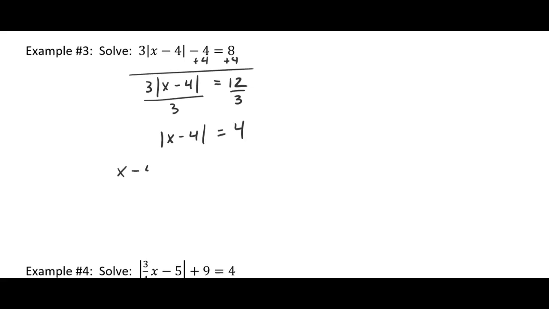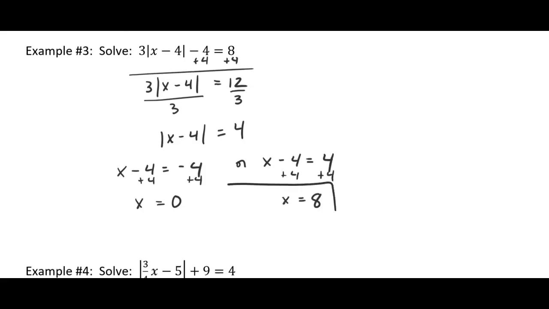So x minus 4 equals 4. I'm sorry, I always put the negative on that side. x minus 4 equals negative 4, or x minus 4 equals positive 4. And so I have those two cases. So if I add 4 to both sides, I think I get x equals 0. Okay, that's okay. 0 is a fine answer. And if I add 4 to both sides here, I get x equals 8. And so those are the two answers right there.